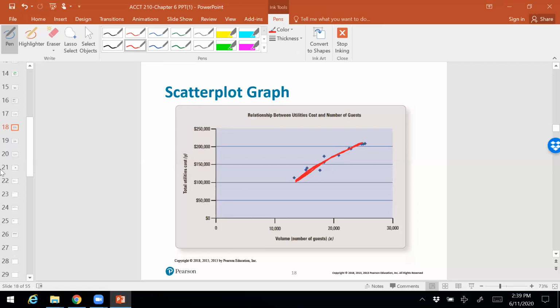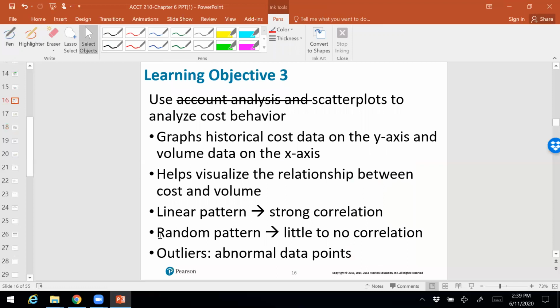What's the meaning of a random pattern? A random pattern is where there is no relation or a very weak relation. How will that happen? If this is the X, the volume, and this is the Y, the total cost, the basic idea is it's very random. It's just like this. You cannot draw a line. You can put a line here, you can put a line there, but you cannot really observe a line. That will be our random pattern. That means there is no or little correlation.